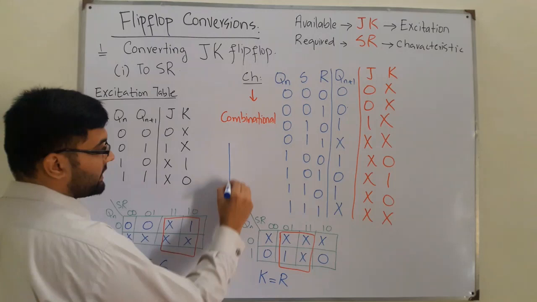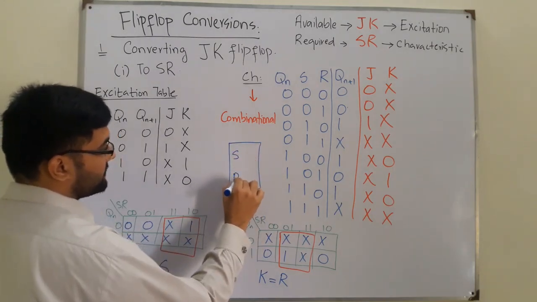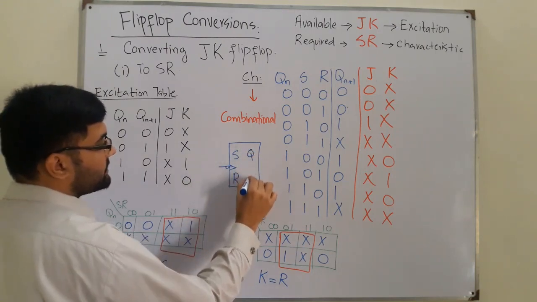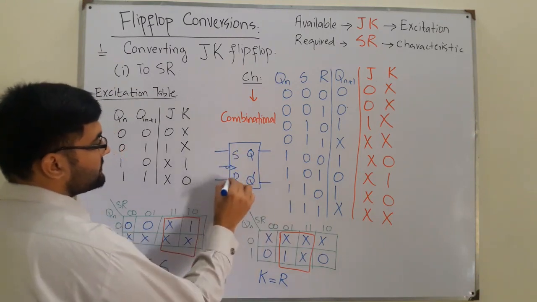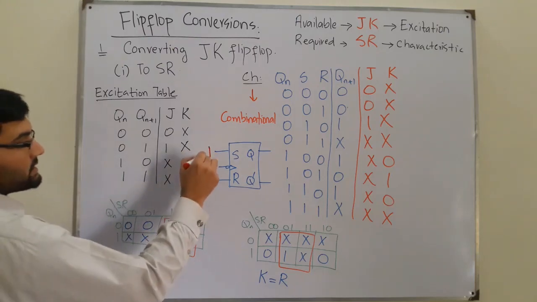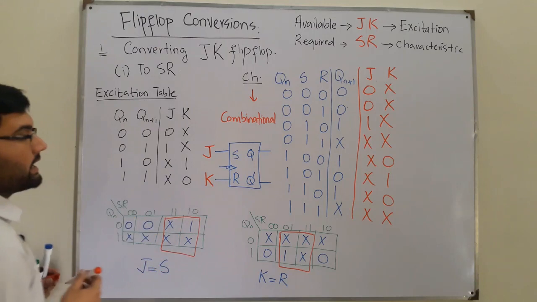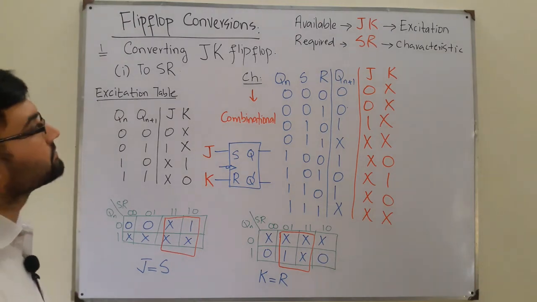Let me draw it over here. If this is your S, this is your R, this is your clock pulse, you have the outputs Q, you have the output Q complement. Now, to use it as a JK flip-flop, simply provide at the S position a J and at the R position a K. This will work as JK flip-flop.